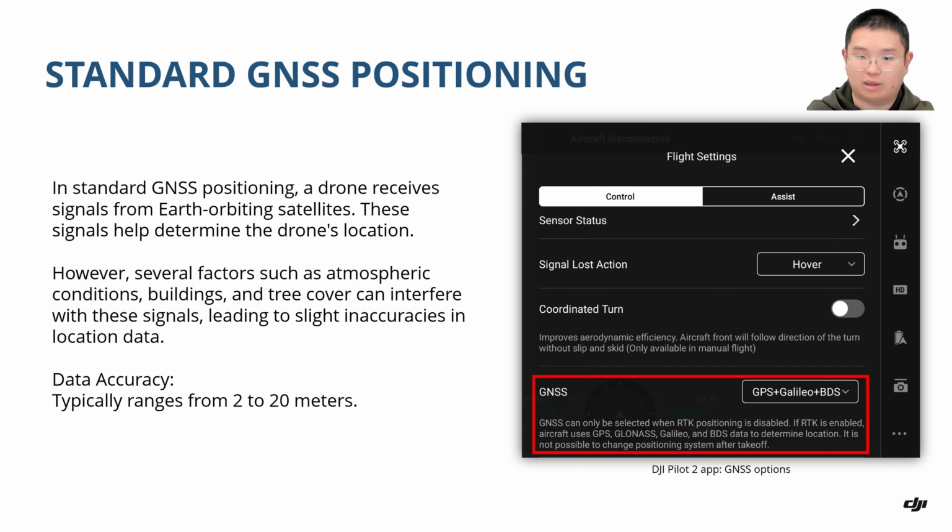In terms of data accuracy, GNSS positioning typically ranges from 2 to 20 meters. This means while GNSS positioning is quite efficient, it does have a margin of error due to the factors that we mentioned earlier. You may have experienced using your phone for navigation and having your position drift a couple of yards, and that is because you're experiencing interference.